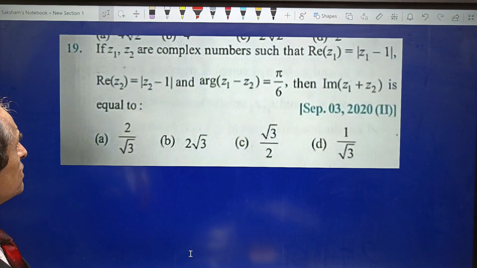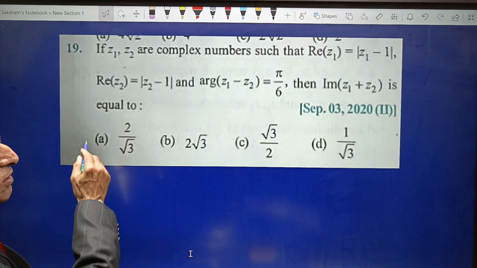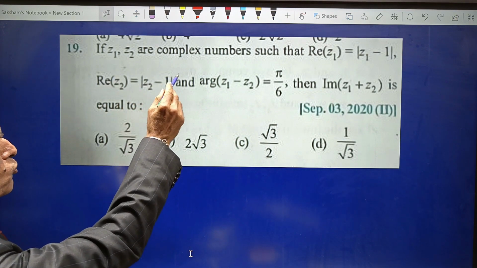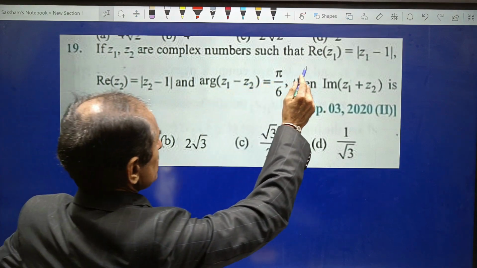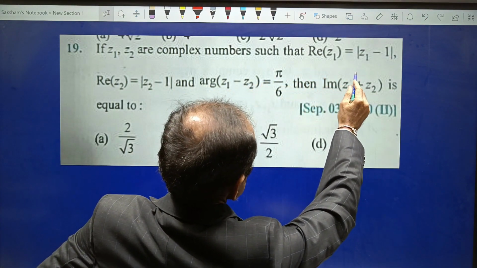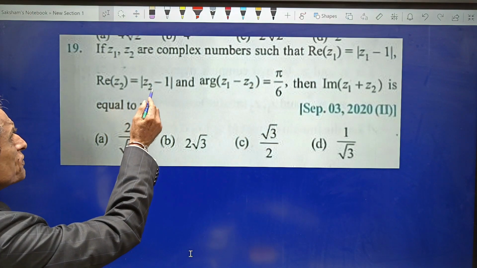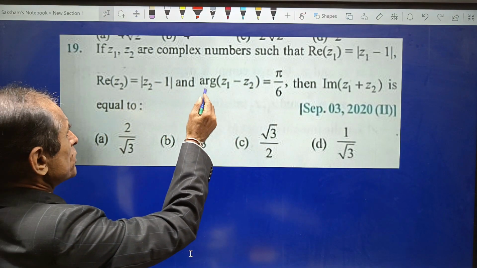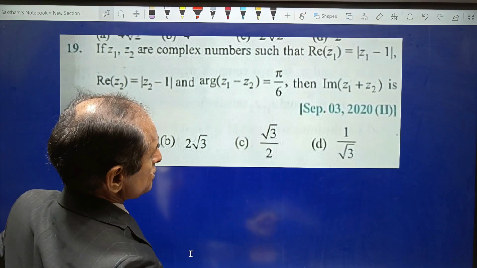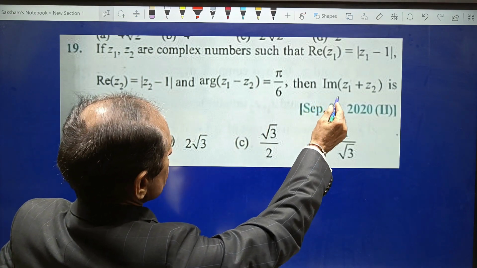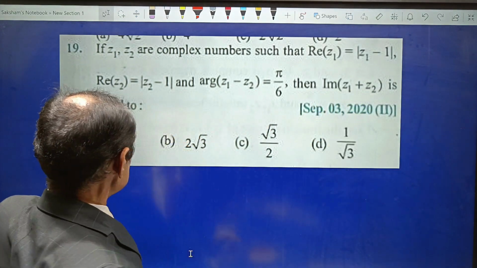In this question, he is saying that if Z1 and Z2 are complex numbers such that real part of Z1 is equal to mod of Z1 minus 1, real part of Z2 is mod of Z2 minus 1, and argument of Z1 minus Z2 is pi by 6, then imaginary part of Z1 plus Z2 is equal to.